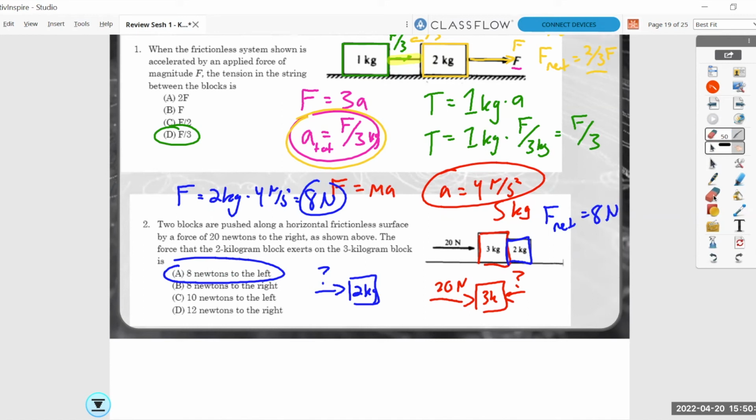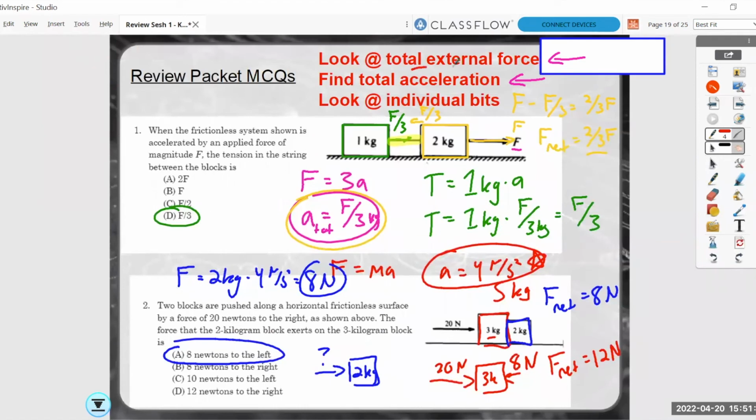Let's take a quick look just at the red block to double check. The red block has 20 this way and 8 this way, which gives it a net force of 12 newtons. Well, 12 divided by 3 is also 4. So the 2 blocks work out that internal force to make sure that they both accelerate at the same rate. So if you've got one of these problems with multiple objects in the system, what you should do is figure out the total external force and use that to find the total acceleration of the system.